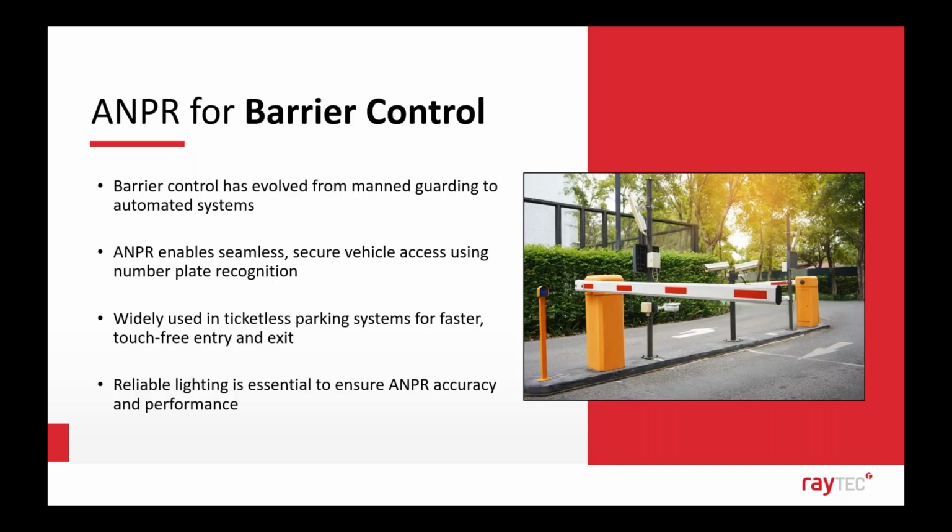Barrier control has shifted dramatically from manual systems to fully automated setups, with ANPR now playing a crucial role. ANPR allows vehicles to be identified and access granted without stopping or requiring interaction. Obviously ideal for parking lots, gated communities, secure facilities, etc. This is especially valuable in environments needing fast, potentially touch-free entry and exit. However, none of this works reliably without good lighting. Poor lighting means poor image quality, which means poor recognition, and that's why lighting is not optional, it's foundational.